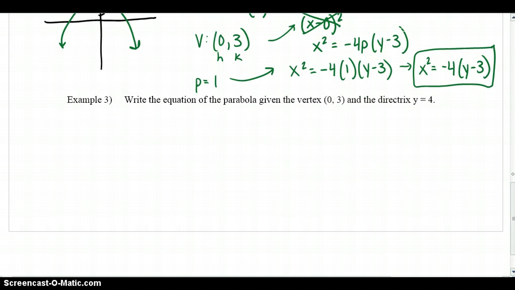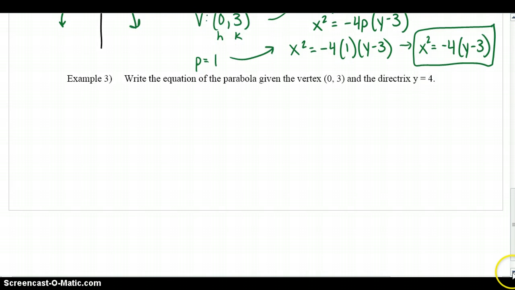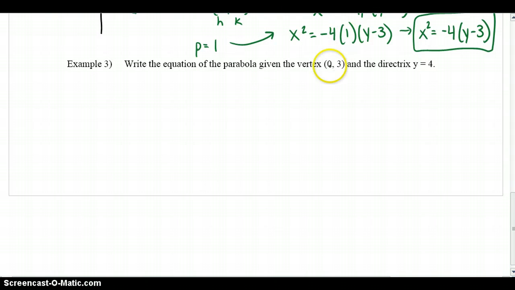Alright, let's try one more. Oops. Your example 3 should be a little different. I forgot to change mine on here. Yours should say, given the vertex (0, 0) and the focus (negative 6, 0). That's the one yours should say, so that's the one we're going to do. Write the equation of the parabola given the vertex (0, 0) and the focus (negative 6, 0).